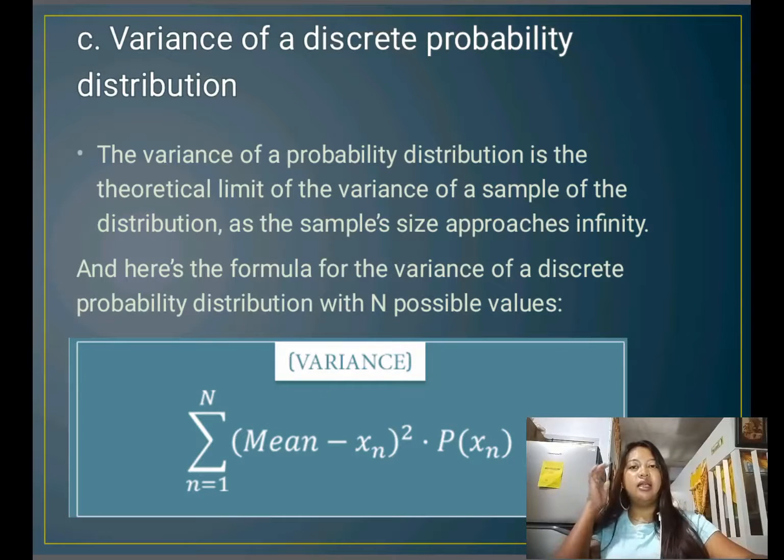And the last one is the variance of a discrete probability distribution. The variance of a probability distribution is the theoretical limit of the variance of a sample of the distribution as the sample size approaches infinity. And here's the formula for the variance of a discrete probability distribution with n possible values.